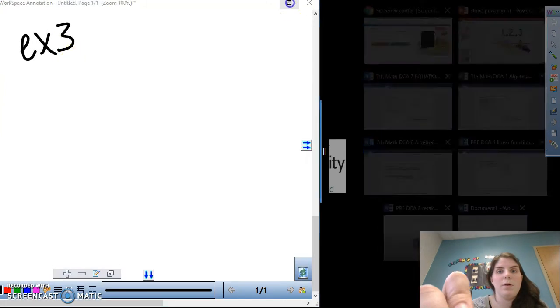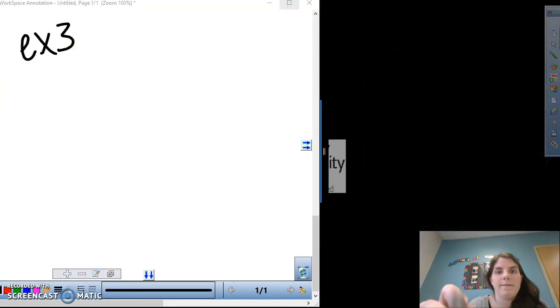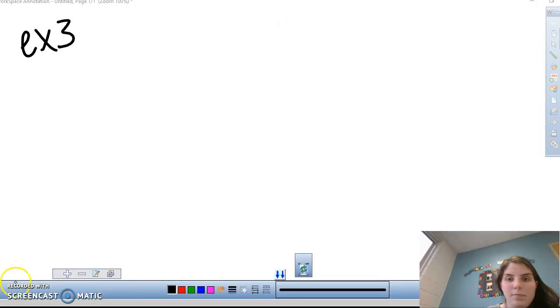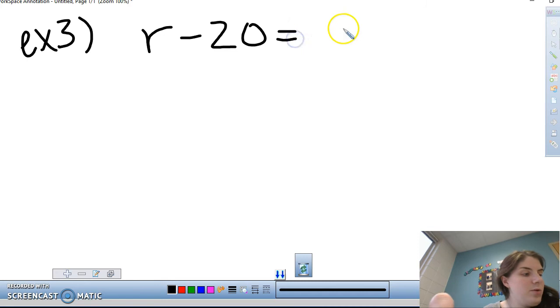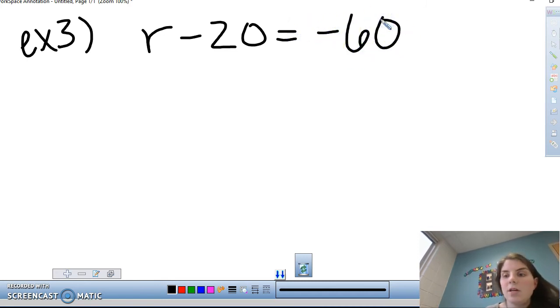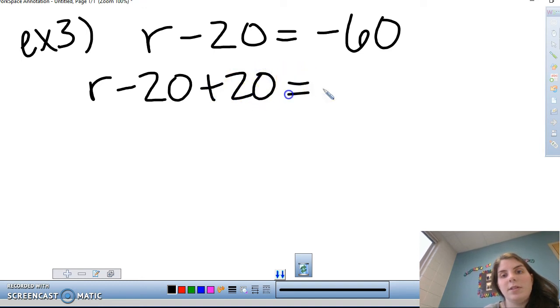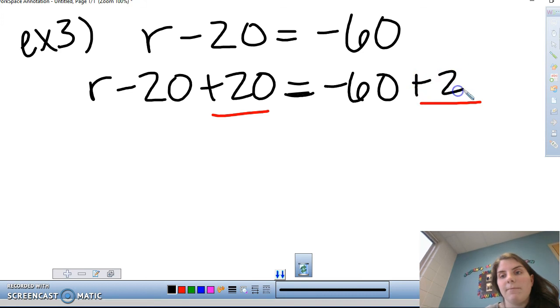All right, our last example, example 3. Sorry about that. So for example 3, we have r minus 20 equals a negative 60. You can think about it 2 ways. If you want to get rid of this subtraction, you need to use addition. If you want to get rid of this negative, you need to use a positive. So we're going to have r minus 20 plus 20 equals negative 60. And again, with our scale, whatever we do to this side, we added 20 to this side, we also have to do to this side. So we're going to add 20 over here.